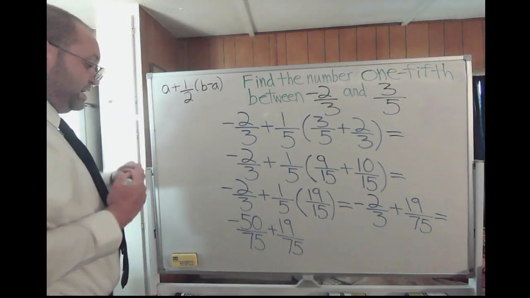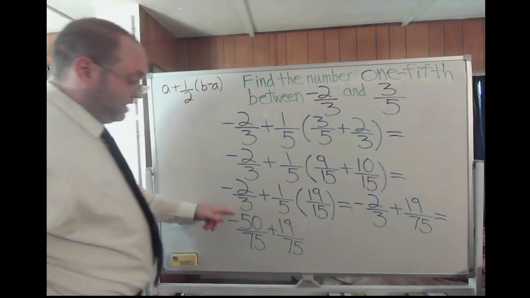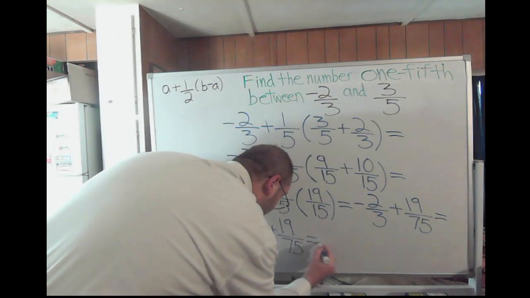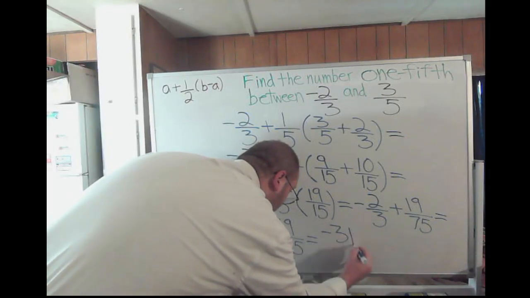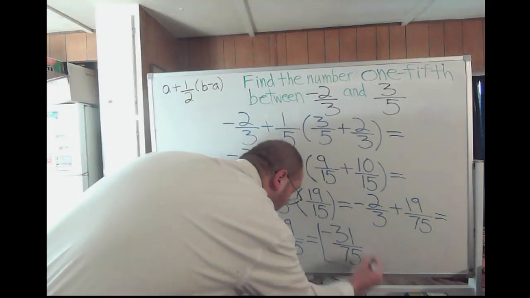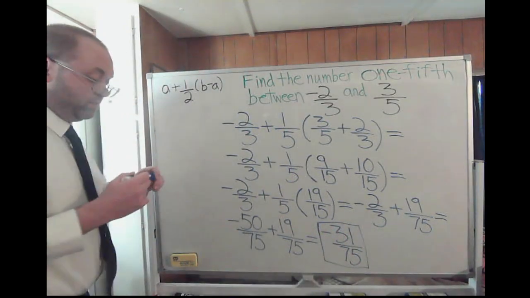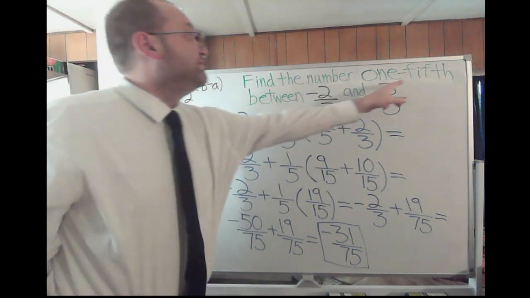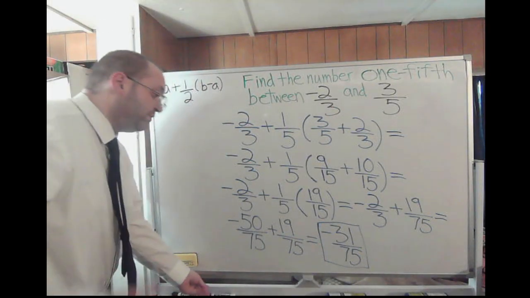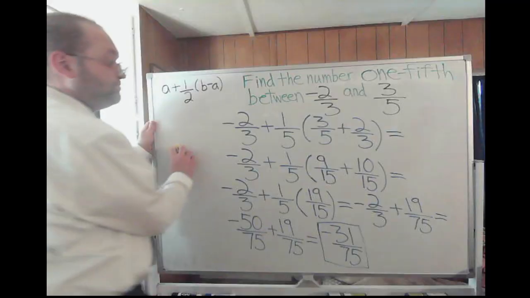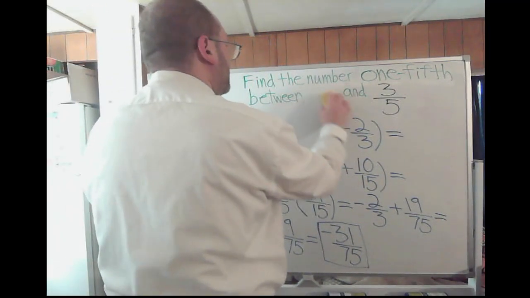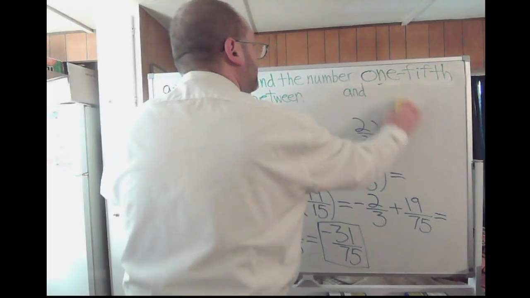So now it's a simple matter of adding negative 50 and 19. You'll end up getting negative 31/75. That would be your answer, negative 31/75. That number is 1/5 of the way between negative 2/3 and 3/5. Negative 31/75. I got one more problem. Just one more. And then we're done for the day.